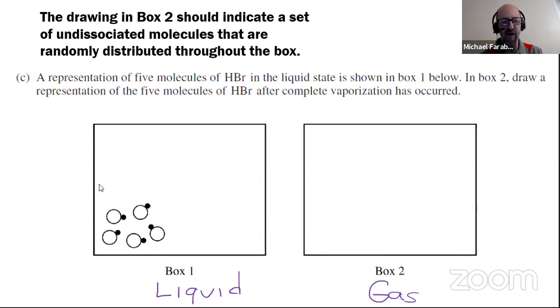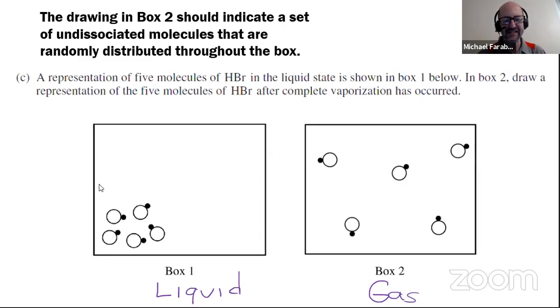They just kind of move around rapidly and randomly in all directions, but they should still be undissociated. They should still be intact diatomic molecules of, in this case, HBr. So we had to draw 5 HBr molecules in the box on the right and just randomly separate them around.